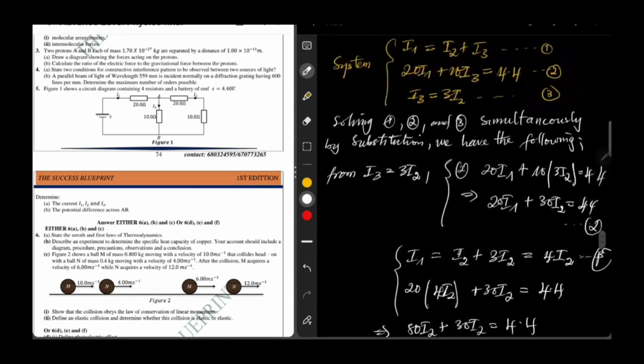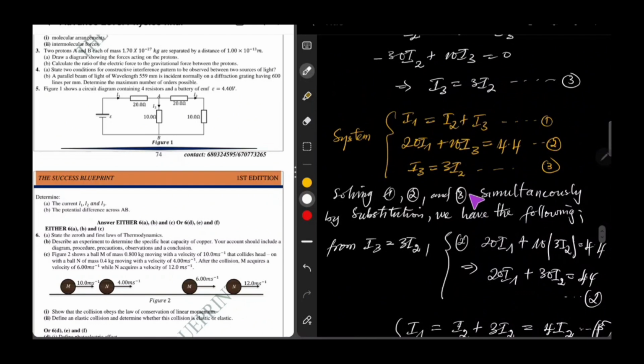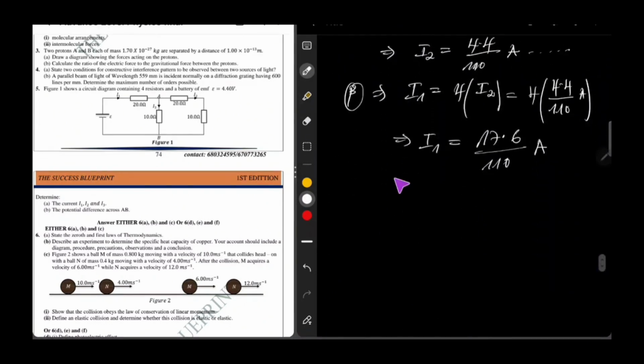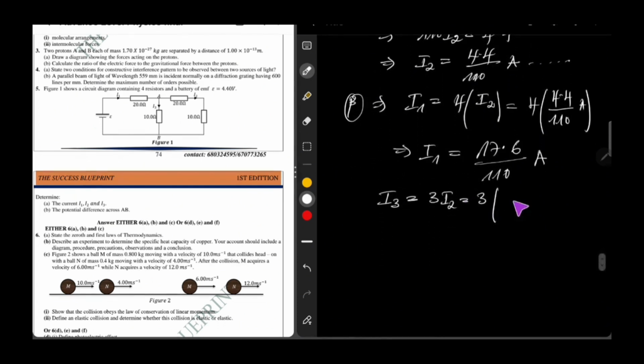Now with the value of I1 and I2, equation 3 becomes I3 equals 3 I2, which is 3 times the value of I2. I2 is 4.4 divided by 110 amperes. So I3 becomes 4.4 times 3, which gives us 13.2 over 110 amperes.